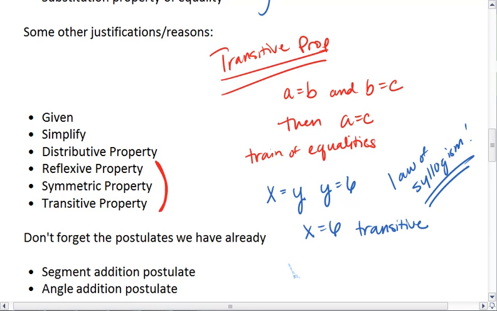You should note that many times when we can use the transitive property, we could also use the substitution property.